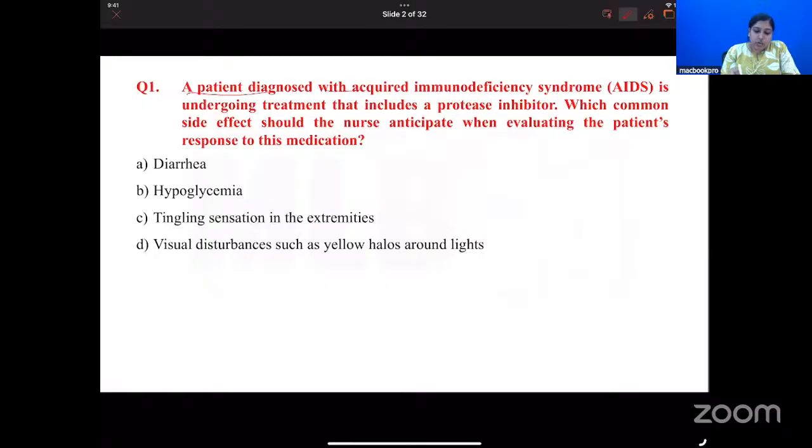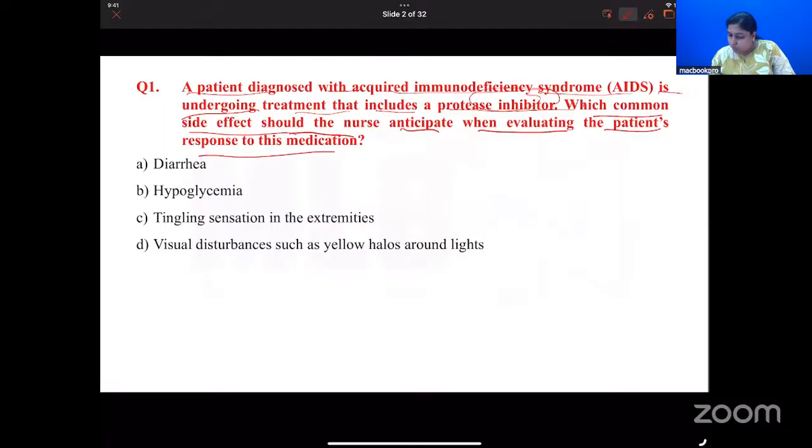The patient diagnosed with acquired immunodeficiency syndrome is undergoing treatment that includes a protease inhibitor. Which common side effects should the nurse anticipate when evaluating a patient's response to this medication? I'm waiting for your answers. Now, you people have to answer me. What common side effects should the nurse anticipate when evaluating a patient's response to this medication?